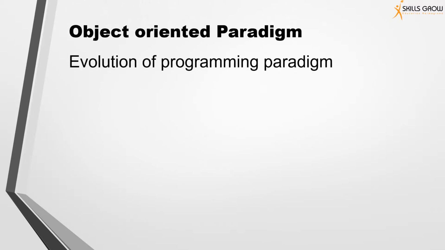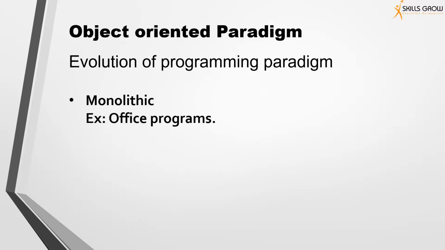Object-oriented paradigm. Let's take a look at the evolution of programming paradigm. The first and earliest was monolithic programming paradigm. Monolithic programming is the act of creating an application or software that is comprised of a single tier. A good example of monolithic program would be the popular Office programs that give you various capabilities like word processing, creating presentations, and generating spreadsheets.